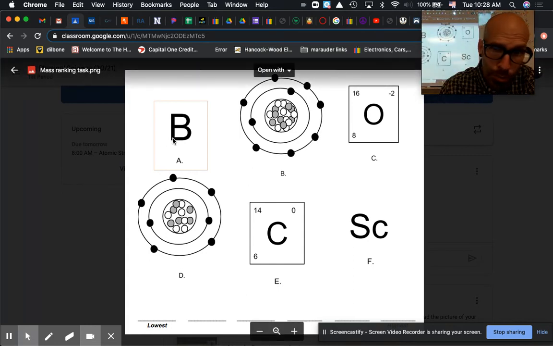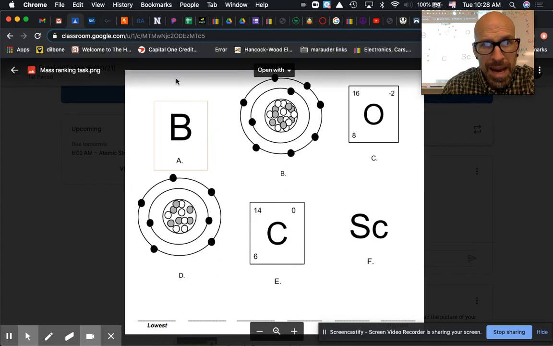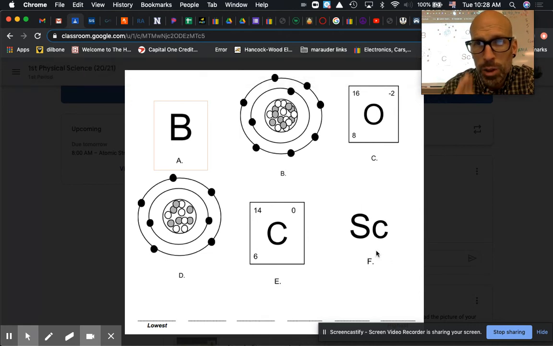How about a plain old B by itself? Well, then you have to look at the periodic table and look it up because the mass is on the table. It points to the number that is mass and it tells you what it is. So you'll have to look that up. Same thing with F down here. Scandium is what that is. It's number 21 if you can't find it. So you'll have to look that up on the table and then write it down.